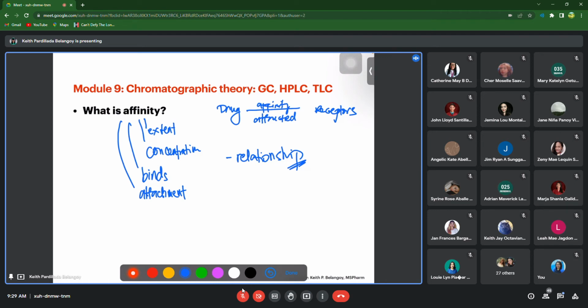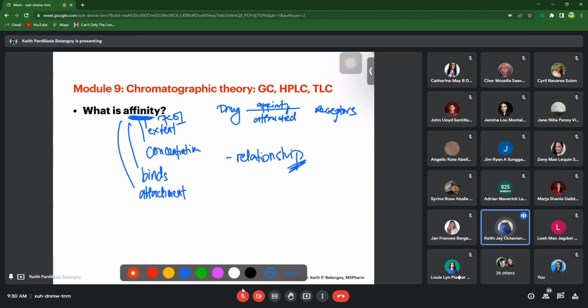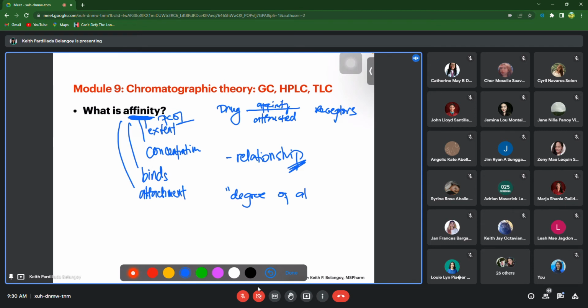You are no longer new to affinity because I remember you also had this in your PCOL. How about Cabrera? Is there anything you would like to add for affinity? In simple terms, ma'am, it is like a degree of attractiveness, or a strong liking or attraction to someone or something. Degree of attractiveness, yes.